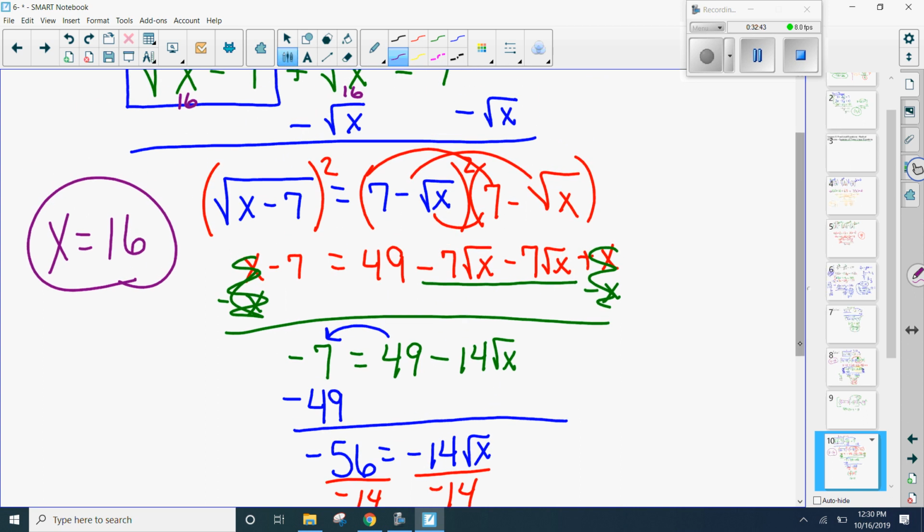Well, the part before that, just move it. You move a radical over and square it.